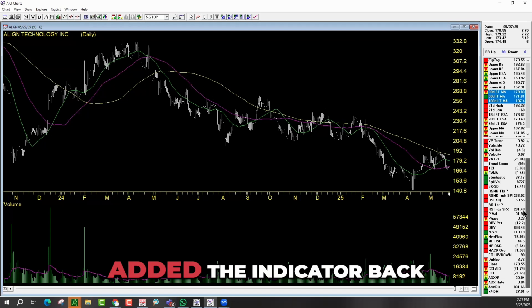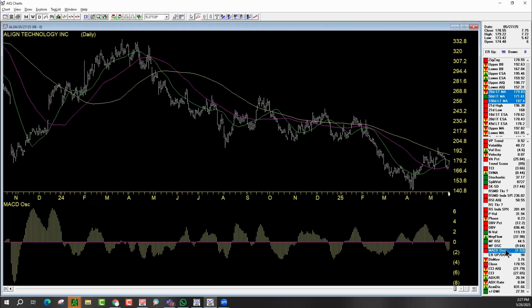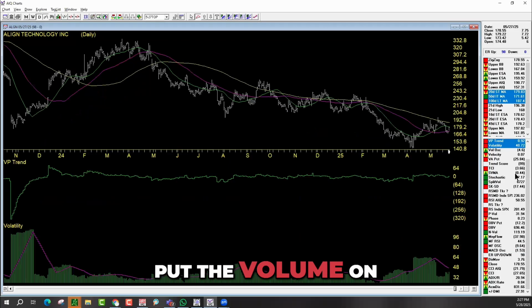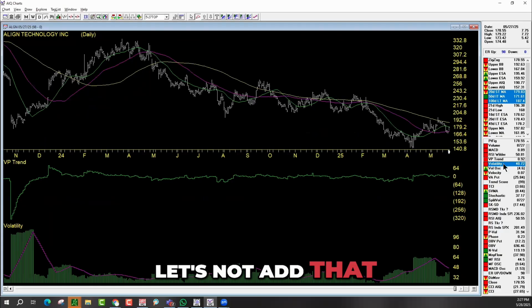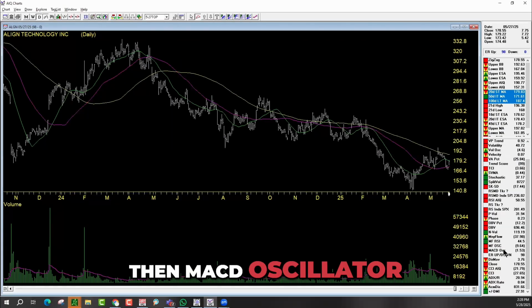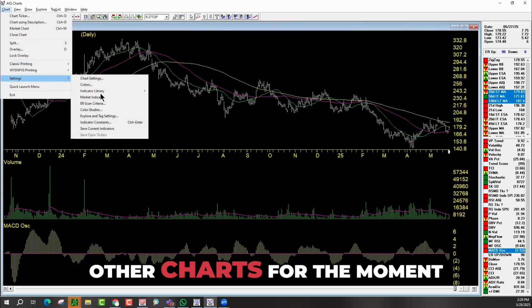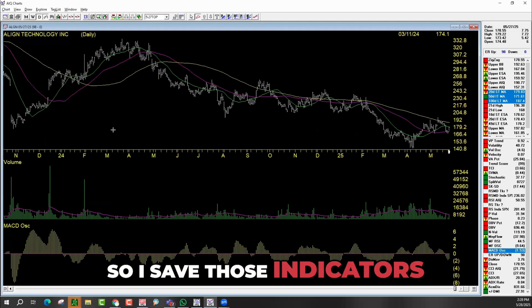Let's go down here. I don't think I've added the indicator back in there, or have I? There it is, MACD oscillator. And I need to put the volume on there as well, right? Let's not add that. Let's go volume and then MACD oscillator. Right, so I've got to use those two indicators and keep them for the charts for the moment. So I save those indicators.